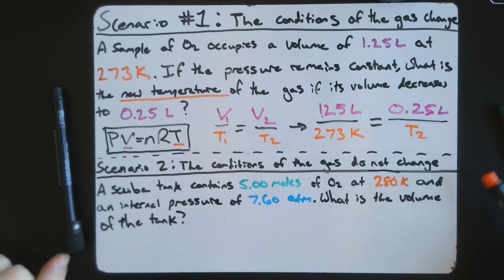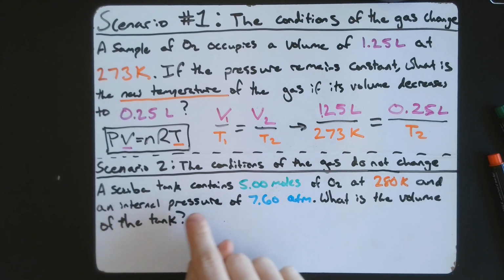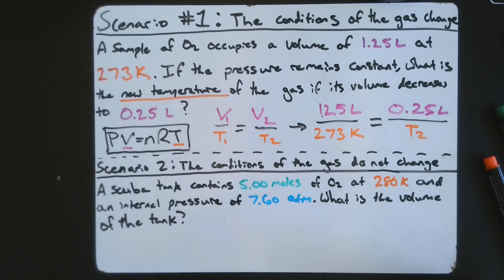Now, scenario 2 is a little bit different because we don't have a gas that's changing. Let's read this. A scuba tank contains 5 moles of oxygen at 280 Kelvin with an internal pressure of 7.60 atmospheres. What is the volume of the tank?